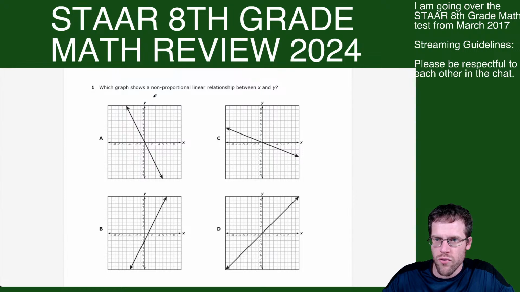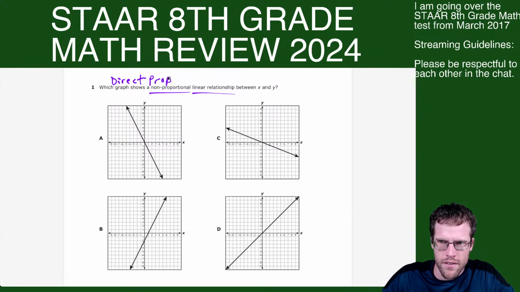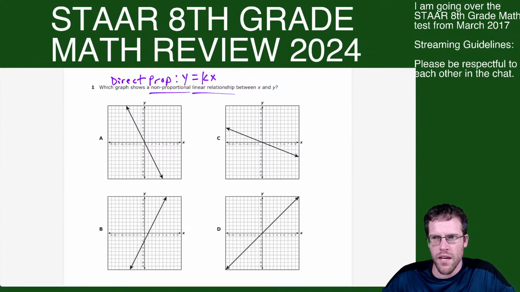Question 1: which graph shows a non-proportional linear relationship between x and y? For something like this, one thing I look for is a direct proportion. A direct proportion is in the form y equals kx. I would say y is directly proportional to x if y equals kx, and k is our constant of proportionality. A shortcut for a question like this is to look for the graph that cannot be represented in this form.